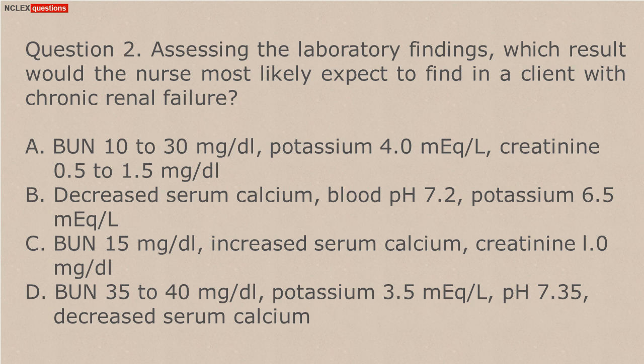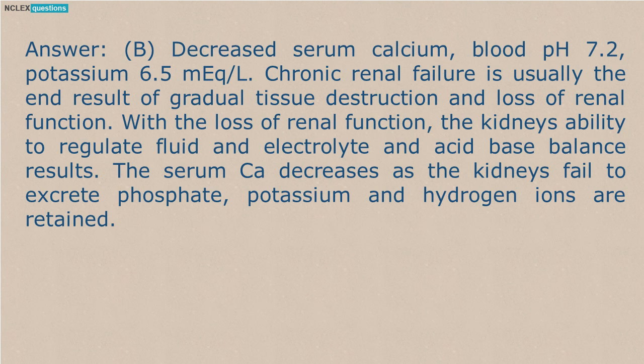NCLEX practice exam for medical surgery. Question 1. A female client is admitted with a diagnosis of acute renal failure. She is awake, alert, oriented, and complaining of severe back pain, nausea and vomiting, and abdominal cramps. Her vital signs are blood pressure 170 mmHg, pulse 110, respirations 30, and oral temperature 100.4 degrees Fahrenheit, 38 degrees Celsius. Her electrolytes are sodium.